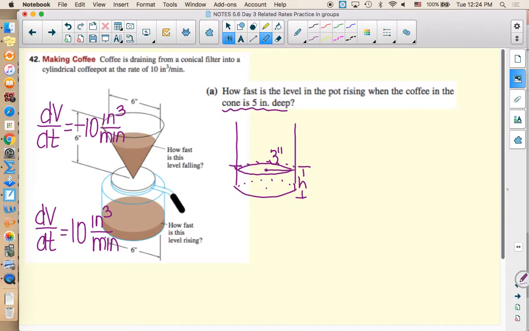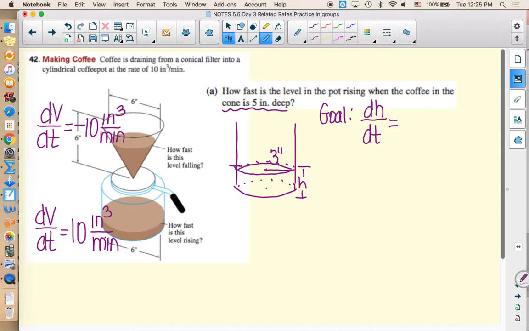Permanent is definitely our 3-inch radius on the cylinder. And at a specific time, they would like to know when the cone is 5 inches deep, and we'll see if that matters in this. But the height of this, then, is dependent on the radius, and the radius is fixed. So the level in the pot is h. We are looking for dh/dt for the coffee pot, not the cone.